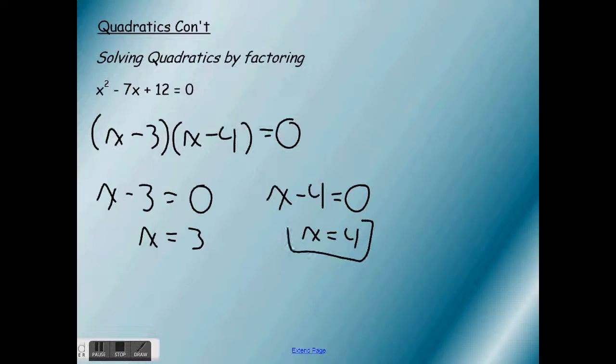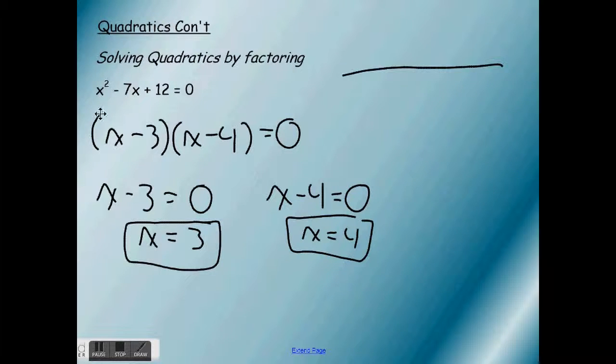And it's always 0? It will always be equal to 0. If it isn't, you have to make it equal to 0, just by moving the numbers to the other side of your equation. Right, so x is 3 and x is 4. Yep. Because quadratics look like this, if you don't know.